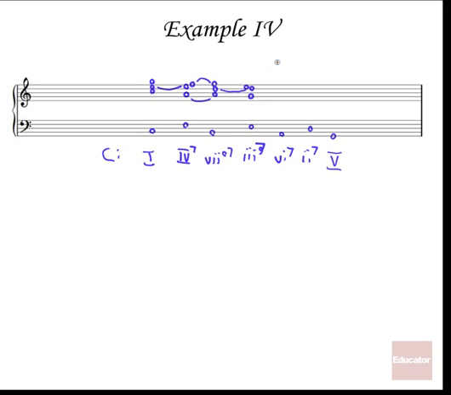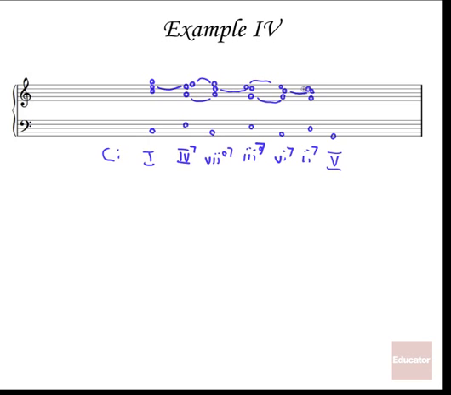And now, of course, we're going to have the same thing happen here. So we have this 7th resolving down, the D resolving down to C, while the E and the G stay on the same notes, giving us this complete 7th chord on A, C, E, G. And no surprise here, the C prepares the 7th for the D minor chord, and then the E moves down to D, and the G moves down to F, giving us an incomplete D minor 7th chord.